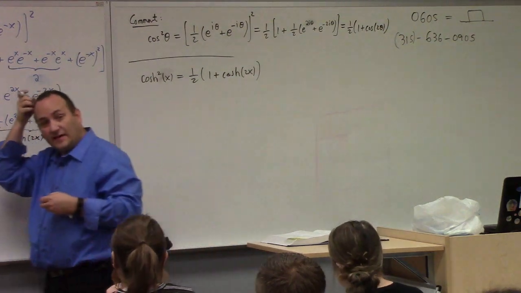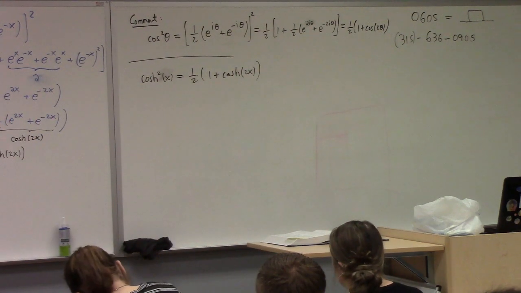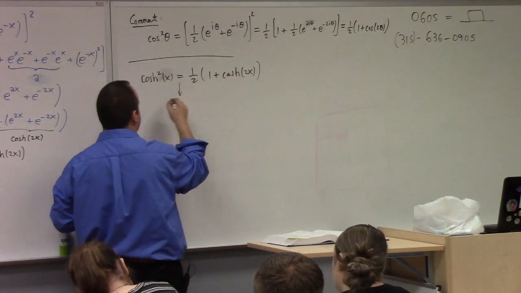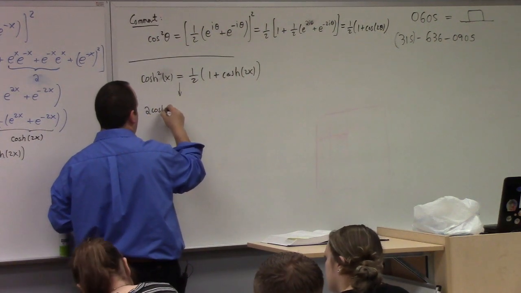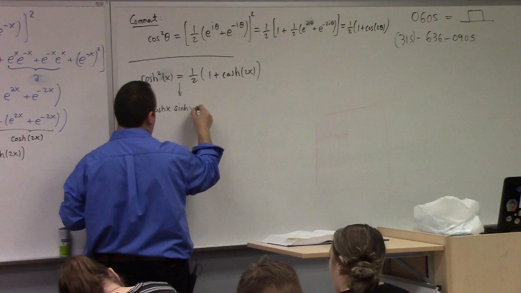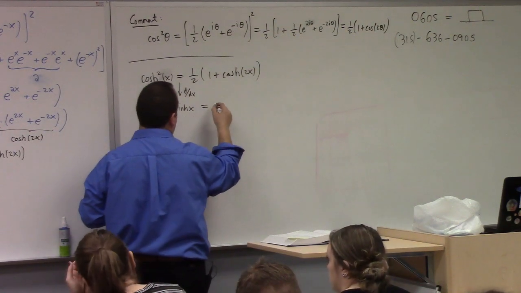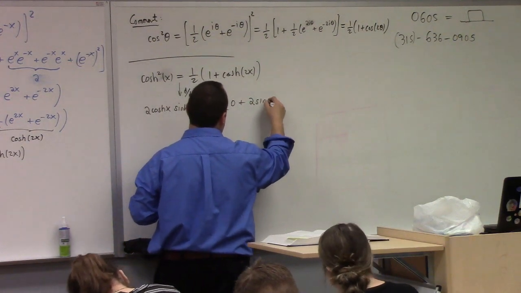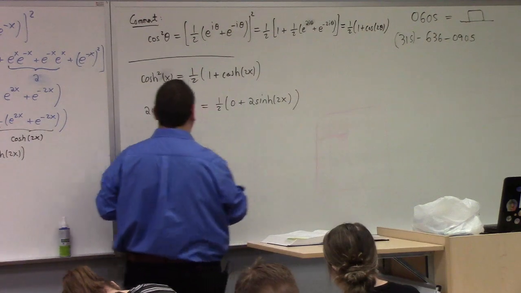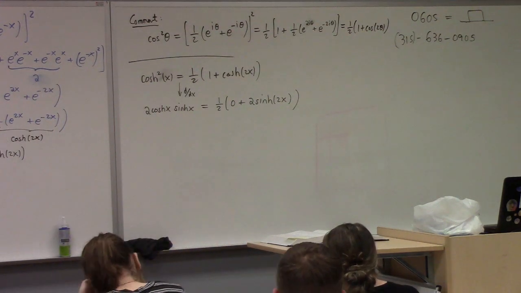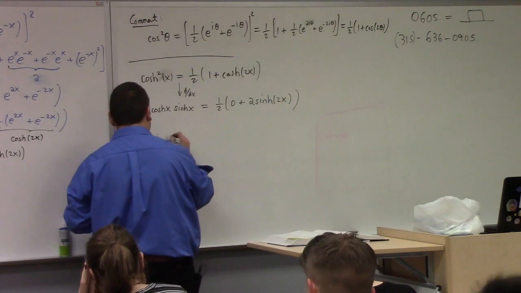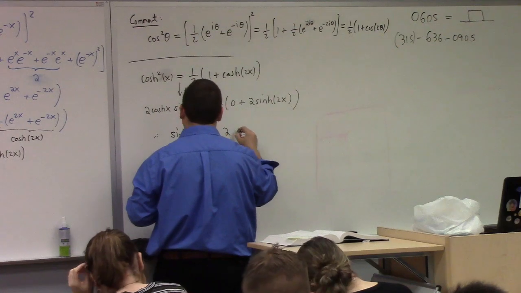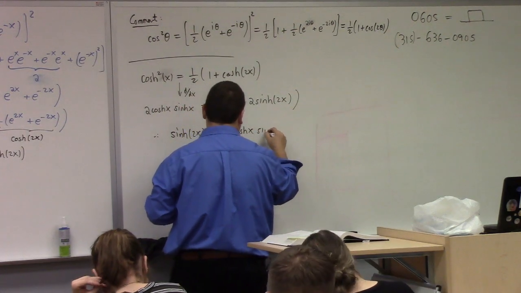I think if we differentiate that, what do we find if we differentiate this? We get 2 cosh x sinh x, right? Equals to what? 1/2 of 0 plus 2 times the sinh of 2x. So what do we find here? We find that sinh of 2x, right, is equal to 2 times cosh sinh.